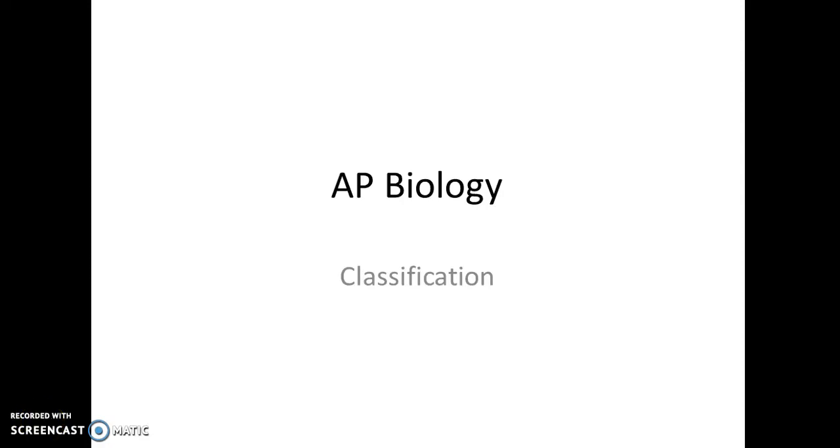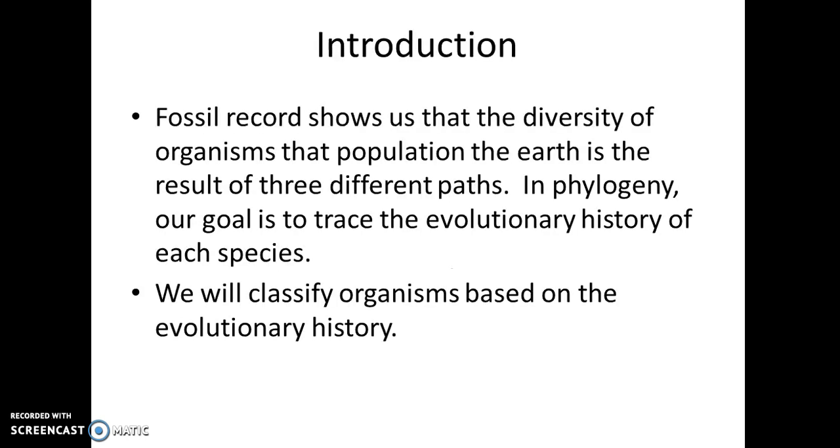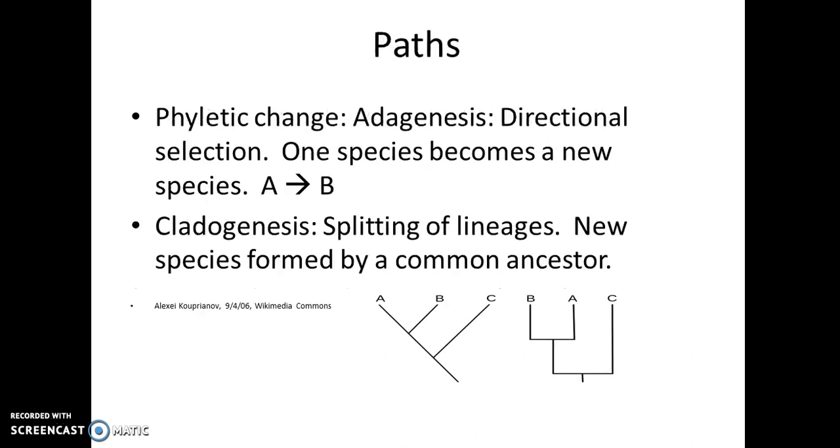Today we are going to start classification and wrap up evolution. Now, classification is just the evolutionary history of an animal or an organism. So we're going to introduce you first to the fact that the fossil record shows us that the diversity of organisms that populate the planet Earth is a result of three different paths. In phylogeny, our goal is to trace the evolutionary history of each species, and we will classify organisms based on that evolutionary history. So, what are the three paths?